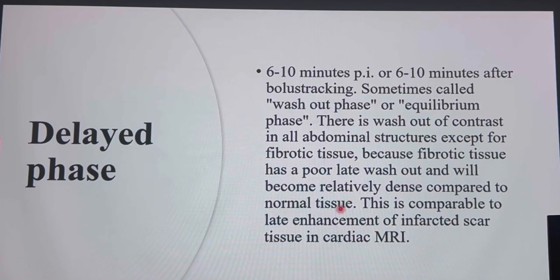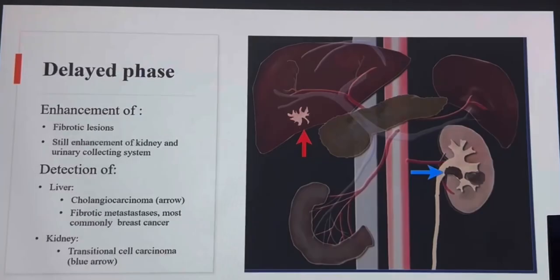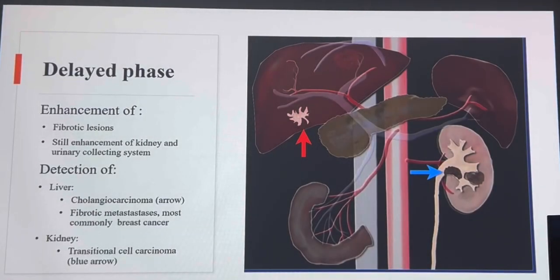So, what is the benefit of the phase? Cholangiocarcinoma of the liver is a fibrotic tumor. Scars in some of the tumors of the liver are seen well in this phase, and late washout tumors will be seen in this phase. Okay? This is called the delayed phase, equilibrium phase. We add it to the protocol of liver imaging.